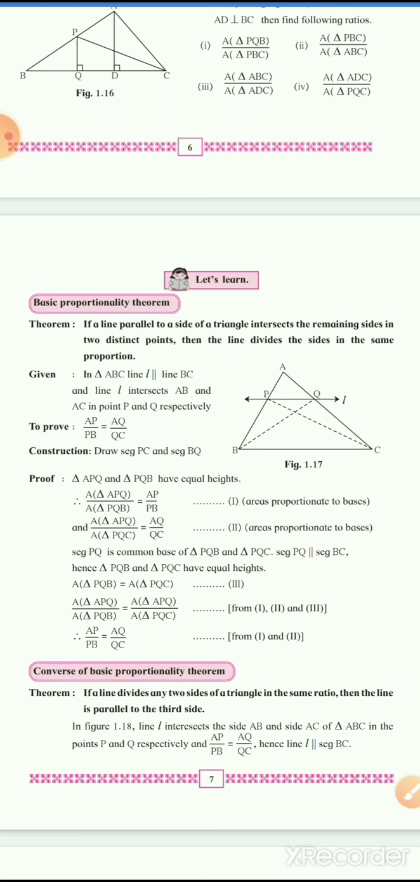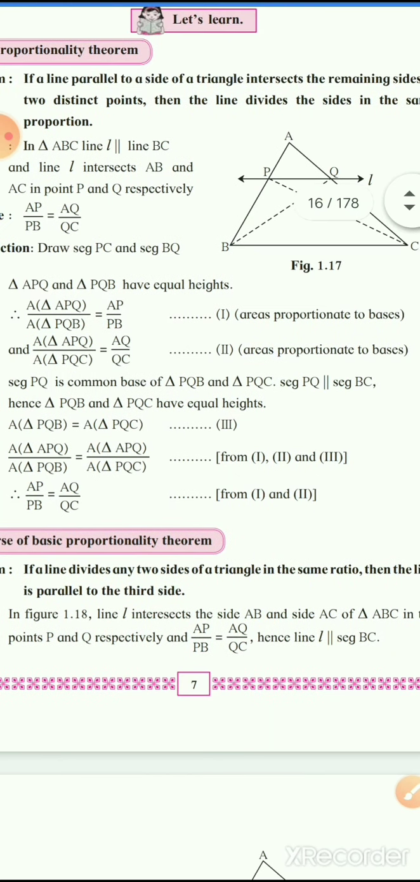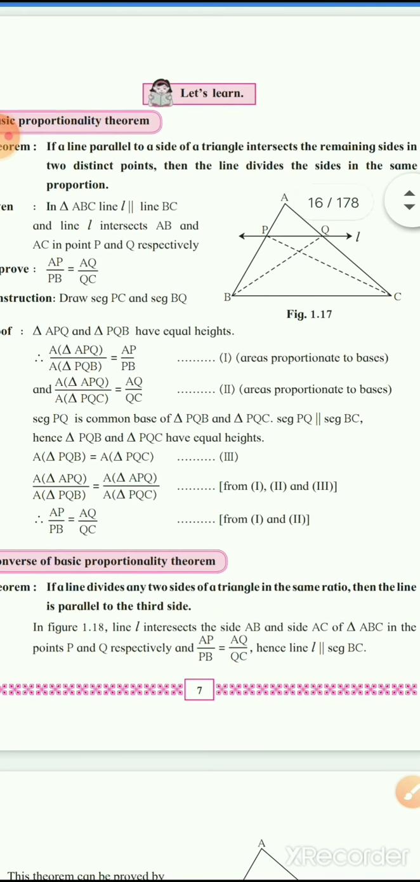Theorem: if a line divides any two sides of a triangle in the same ratio, then the line is parallel to the third side. What is the statement? Statement of converse of basic proportionality theorem is: if a line divides any two sides of a triangle in the same ratio, then the line is parallel to the third side.